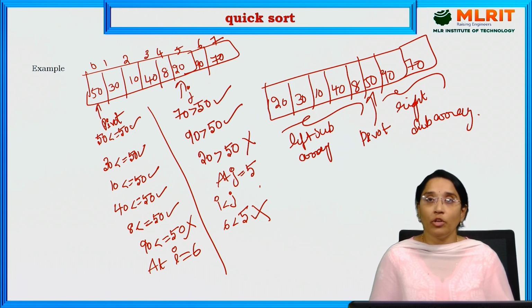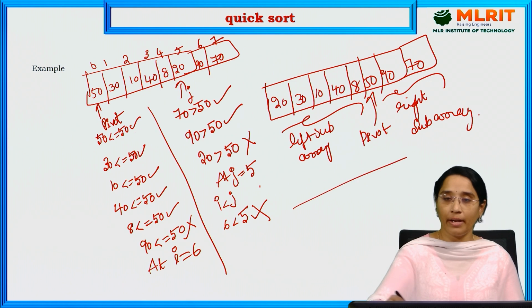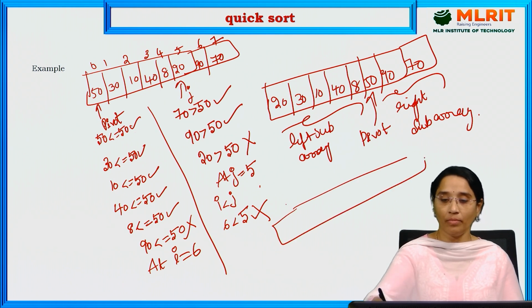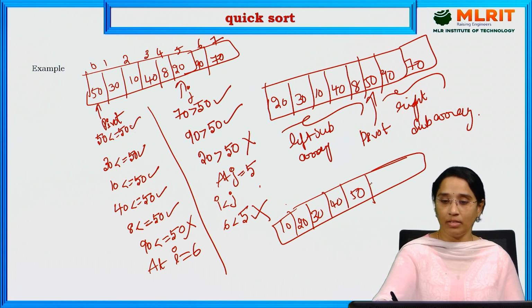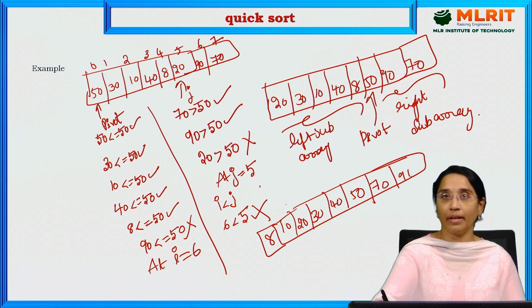So now what you will do? You will again take the left subarray and do the same process we have finished till here, and again do it with the right subarray. So this is quicksort. After that, your sorted array will be 10, 20, 30, 40, 50, 70, 80 and 90. This is your sorted array.